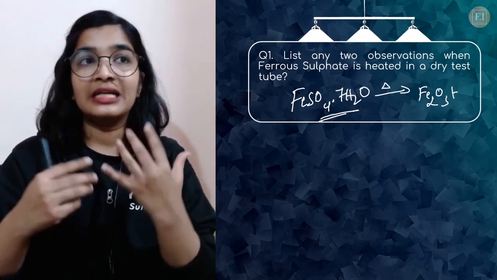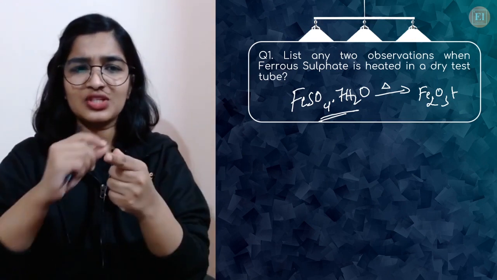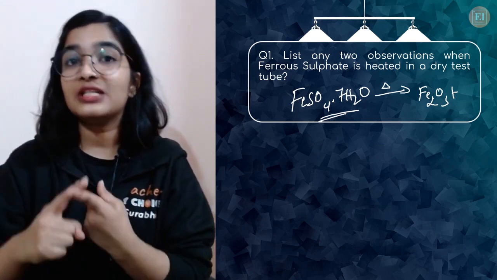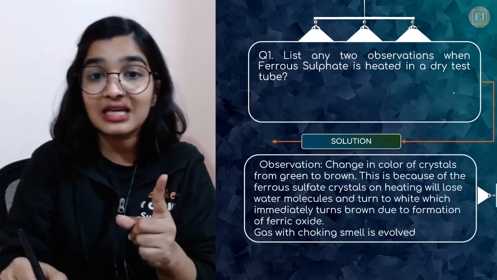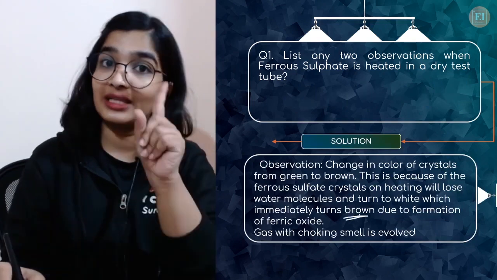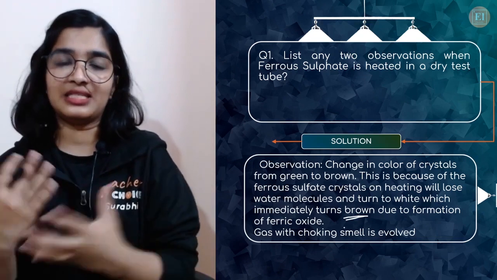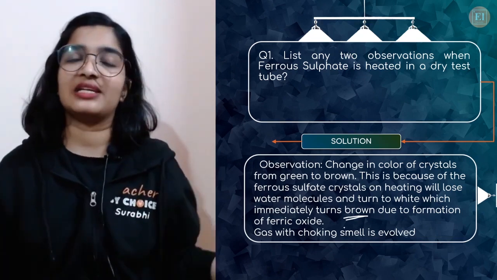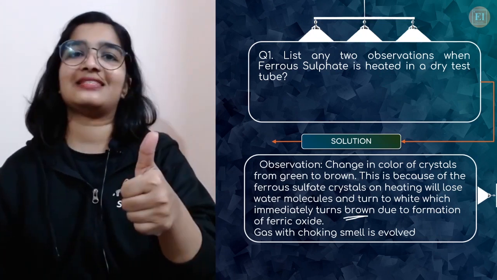Sulfur dioxide is a colorless gas but with a very bad smell, like a struck matchstick. That is how it smells. So the first observation will be the formation of ferric oxide, and what will be its color? Brown. That will be your first observation. And next, a gas with a choking smell is evolved, or a colorless gas is evolved, or a pungent smelling gas is evolved. Those will be your two observations and we are done, people. Good.